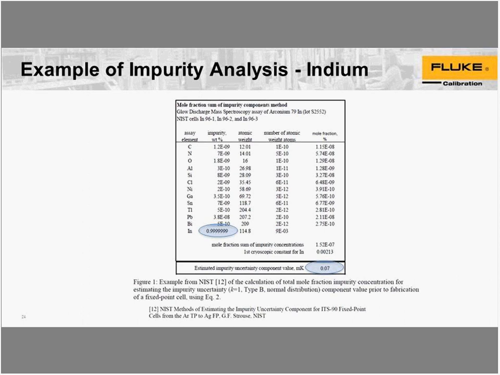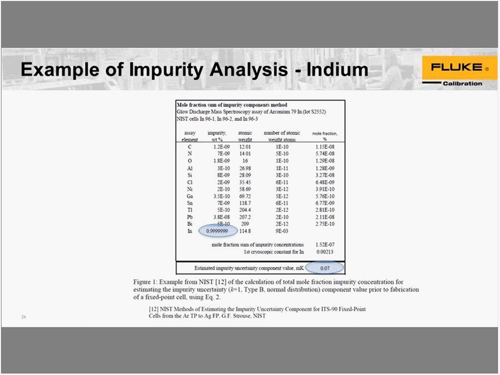So here is an example of an impurity analysis done on an indium lot. This was done by us, and we have the reference here for what document this is from. You see a list of the different materials that were evaluated for content. You go down the column and see the usual contributors like tin and oxygen. Then if you get to the bottom, you see indium at 0.99. I can't see how many nines there are, but more than six nines. This indicates that indium is highly pure.